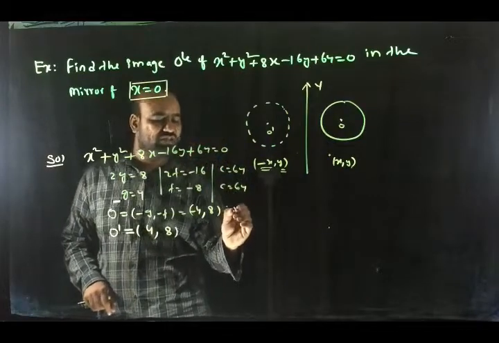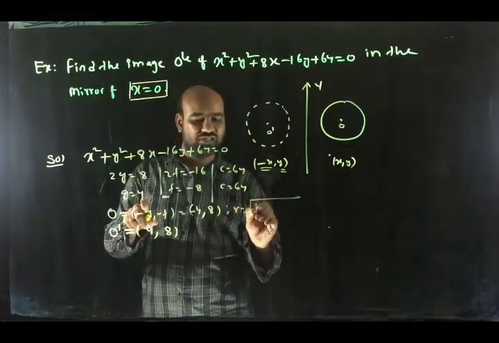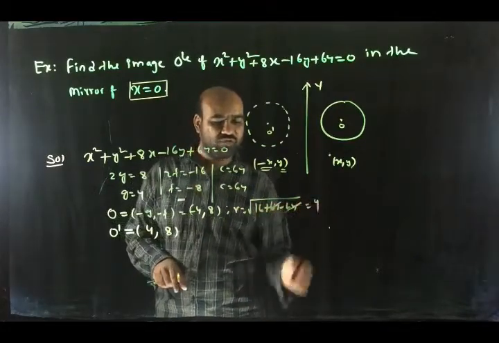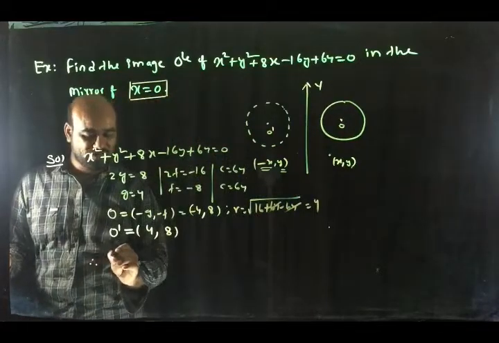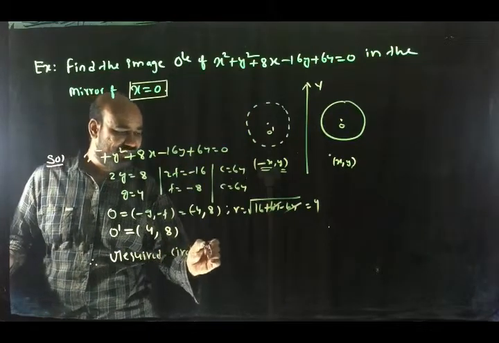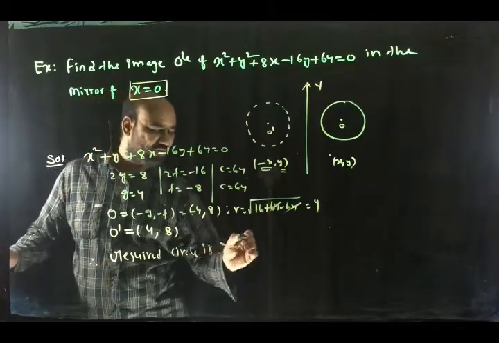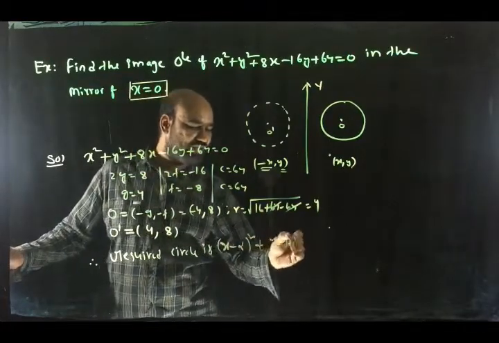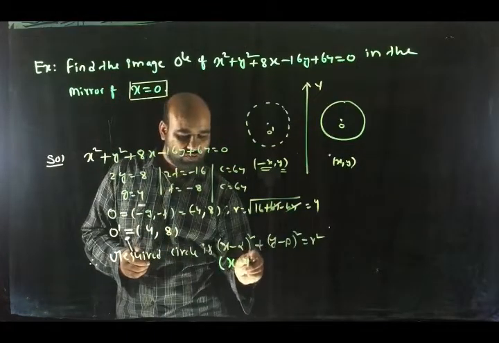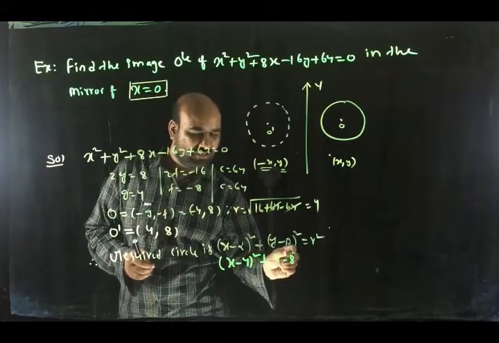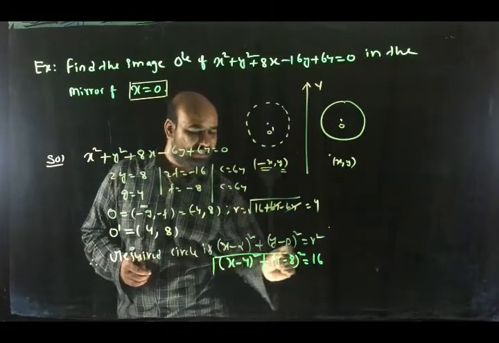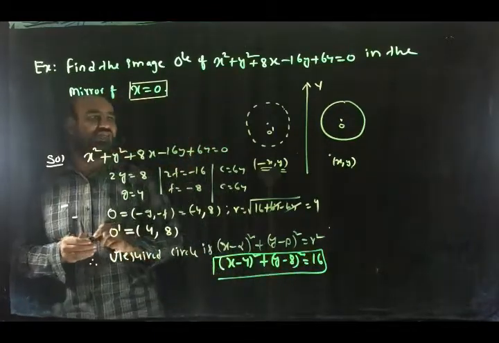Now we want to find the radius of the original circle, that is g square 16 plus 64 minus 64 cancel, we will get 4. 4 is the radius. Therefore, the required circle is, okay, x minus alpha whole square plus y minus beta whole square equal to r square. This is the standard form. That is, x minus 4 whole square plus y minus 8 whole square equal to r square, that is 4 square, equal to 16. This is the equation of the required circle.